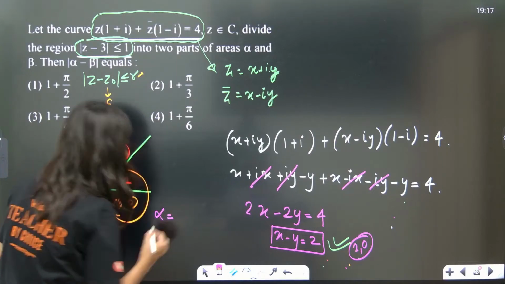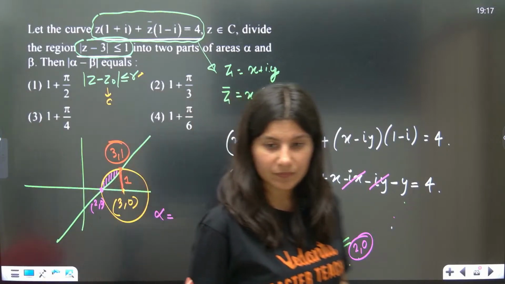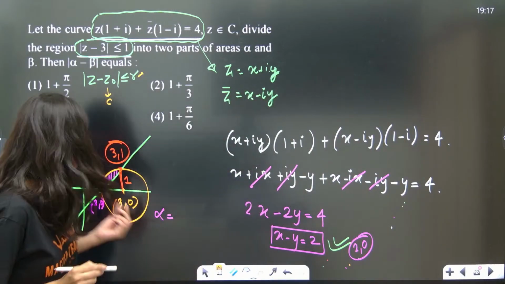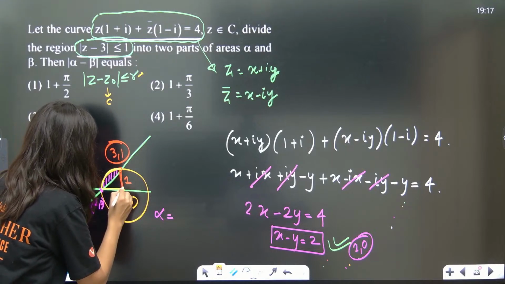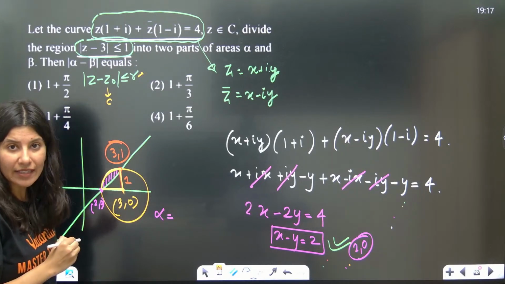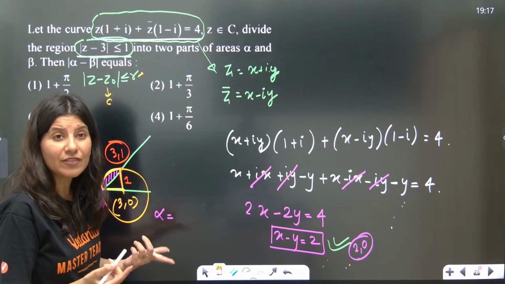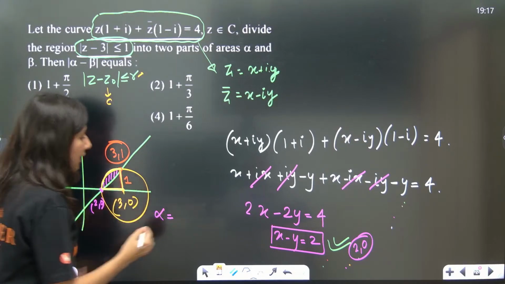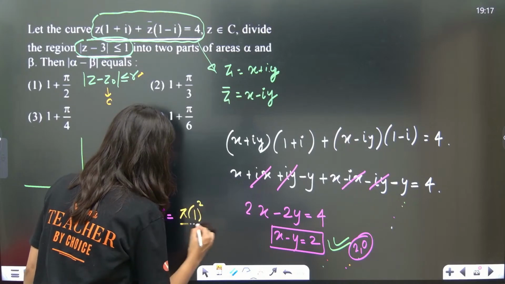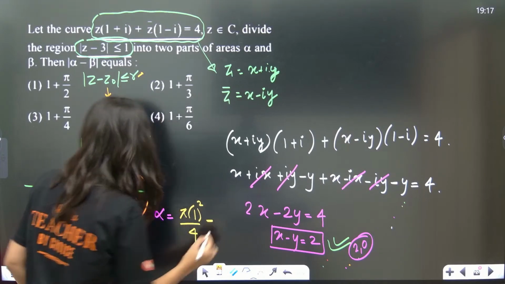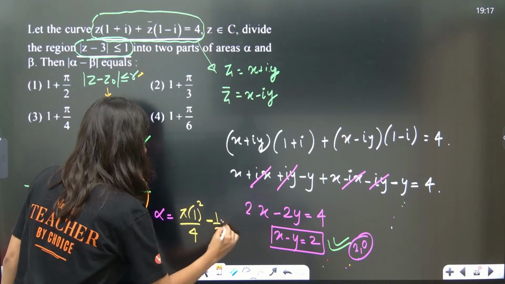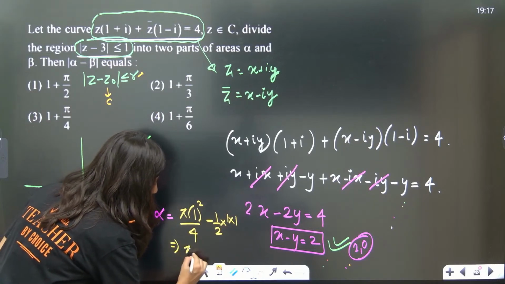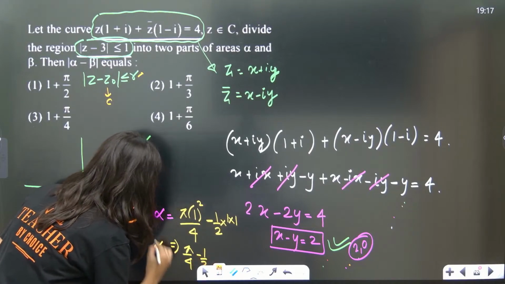First of all, alpha. Anybody who can tell me how to calculate alpha? Alpha will be the area of the quadrant minus the area of the triangle, right? So what is the area of a quadrant of a circle? The full area of a circle is pi r square, but the area of a quadrant will be pi r square by 4. Minus the area of this triangle, which is half into base, where base is 1 and height is also 1. So half into 1 into 1. So pi by 4 minus half is your alpha.